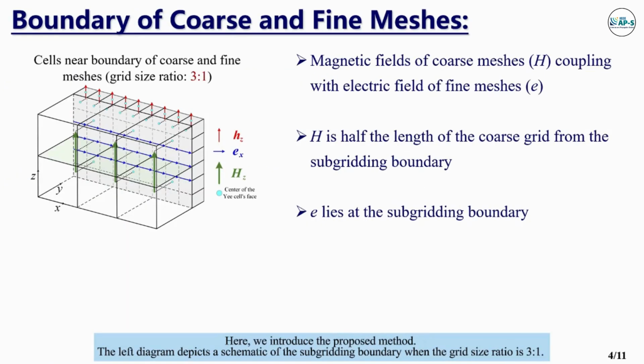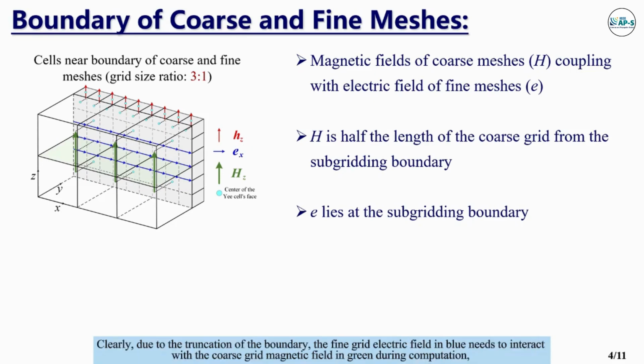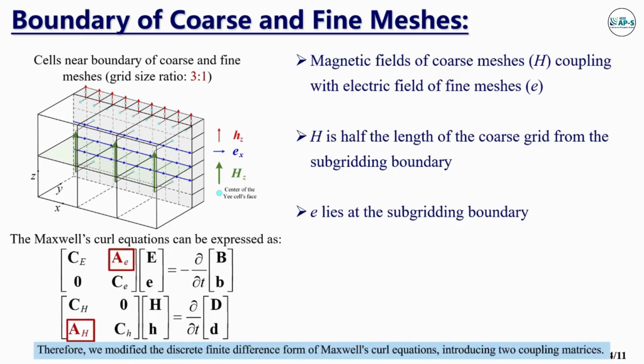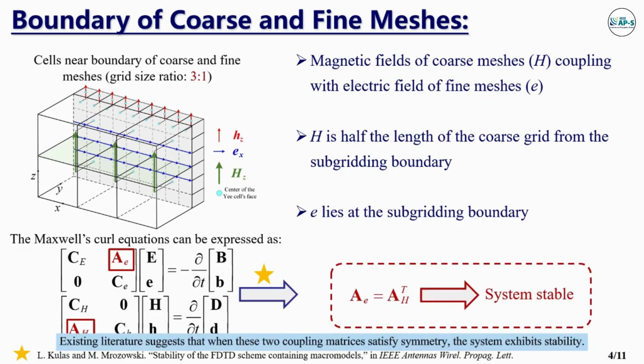The left diagram depicts a schematic of the subgridding boundary when the grid size ratio is 3:1. Clearly, due to the truncation of the boundary, the fine grid electric field in blue needs to interact with the coarse grid magnetic field in green during computation, and vice versa. The coarse grid magnetic field in green also requires interaction with the fine grid electric field in blue during computation. Therefore, we modified the discrete finite difference form of Maxwell's curl equations, introducing two coupling matrices. Existing literature suggests that, when these two coupling matrices satisfy symmetry, the system exhibits stability.